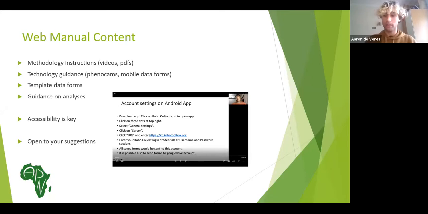We'll try and keep PDF copies, downloadable copies of things, just in case anyone is experiencing internet issues. They can have a downloadable form that they can use when they don't have access to the internet, so when they're offline.